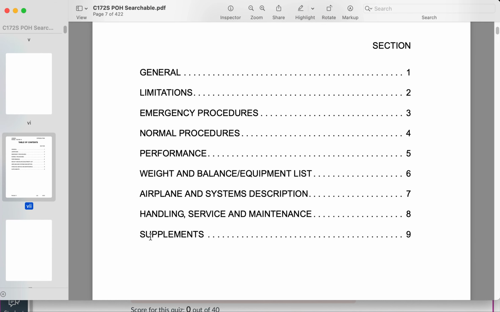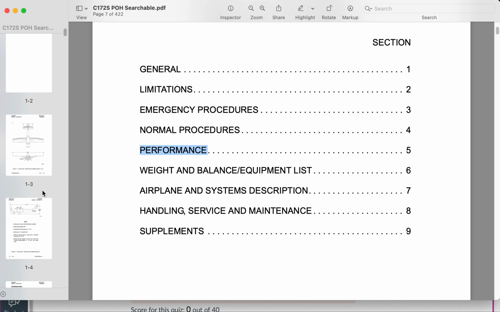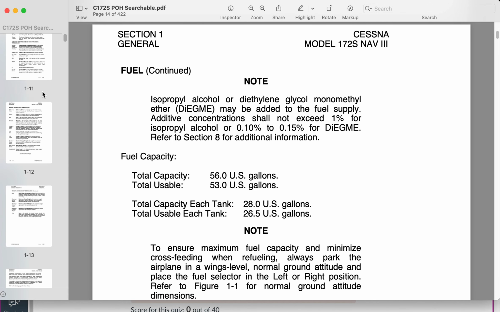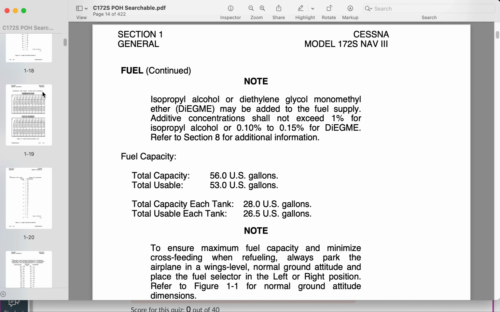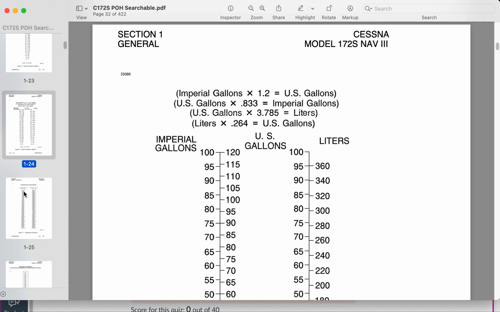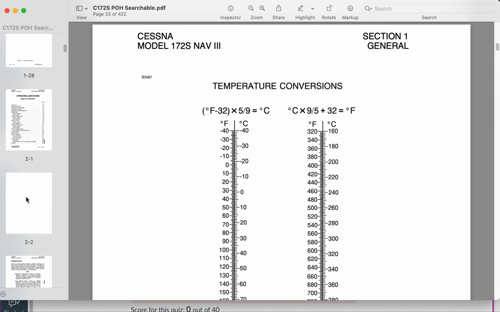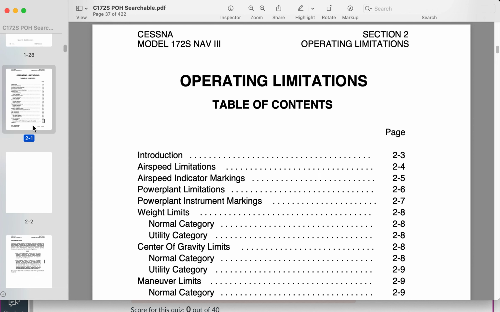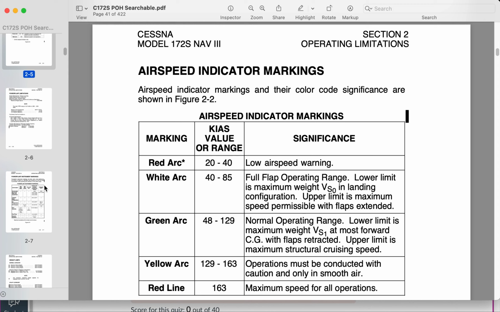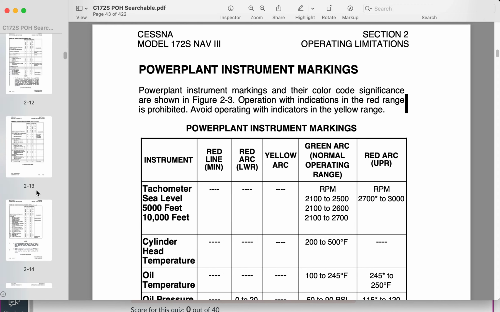We're talking about normal procedures. That's your normal takeoff, climb speed, stuff like that. And then section 5 is performance. As we go through them, General just tells you about the aircraft. A lot of conversions, just general stuff to know, are in the general. Limitations, like your airspeed limitations, your weight limitations, your types of fuel you can use, are all in there. Your RPM limitations.